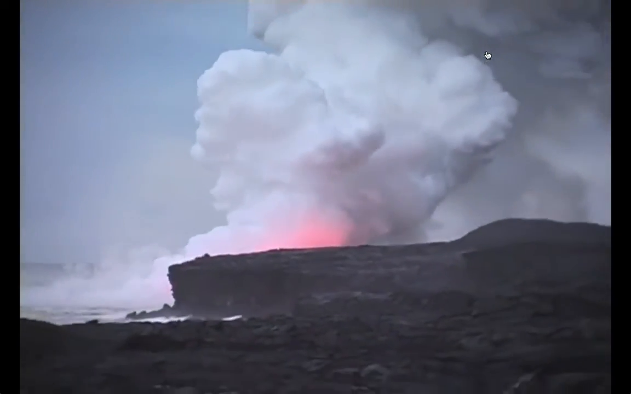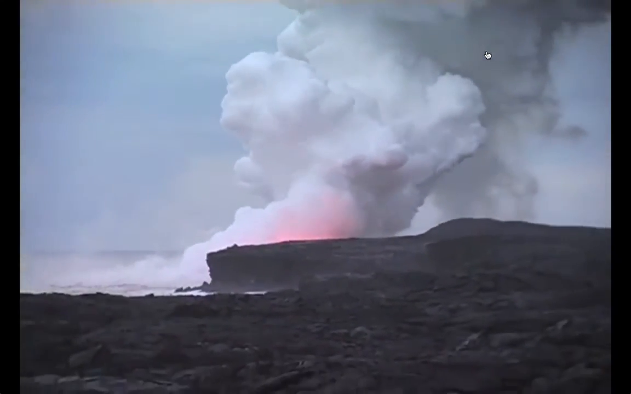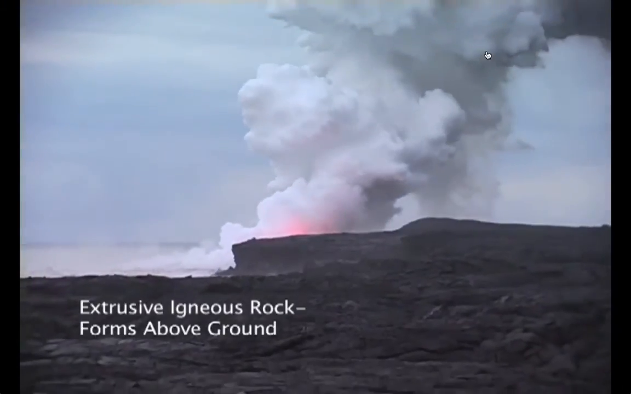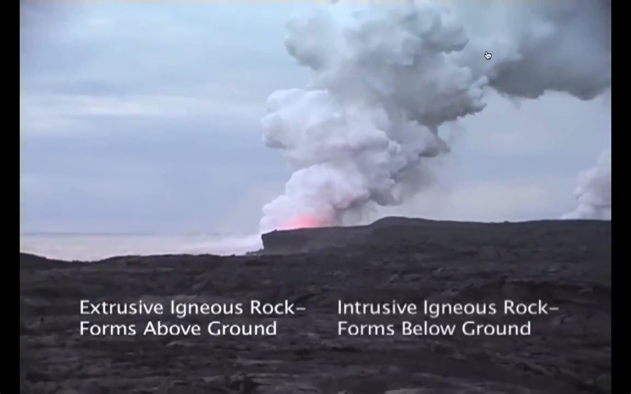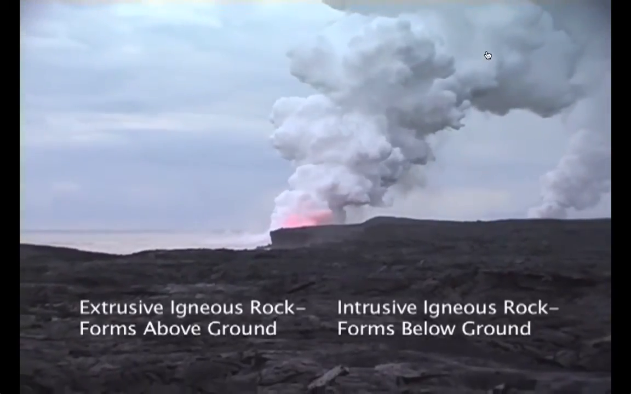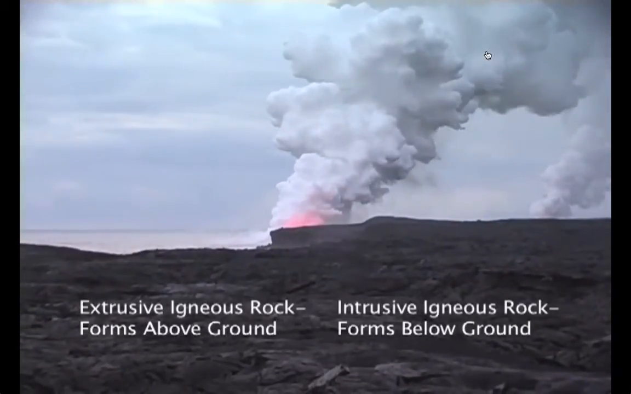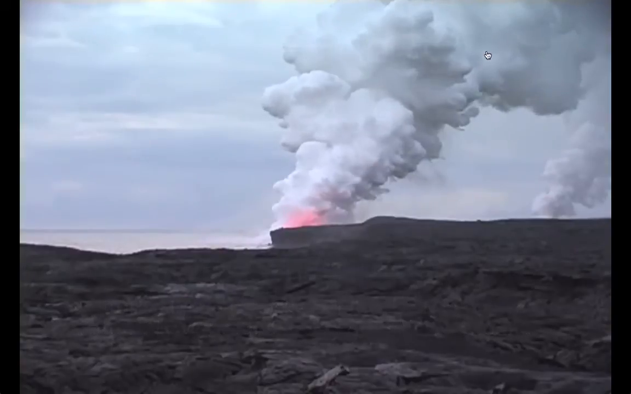Igneous rock that forms above ground, like the rock shown here, is called extrusive igneous rock, meaning above ground. Intrusive igneous rock is igneous rock that forms below ground without ever reaching the Earth's surface.